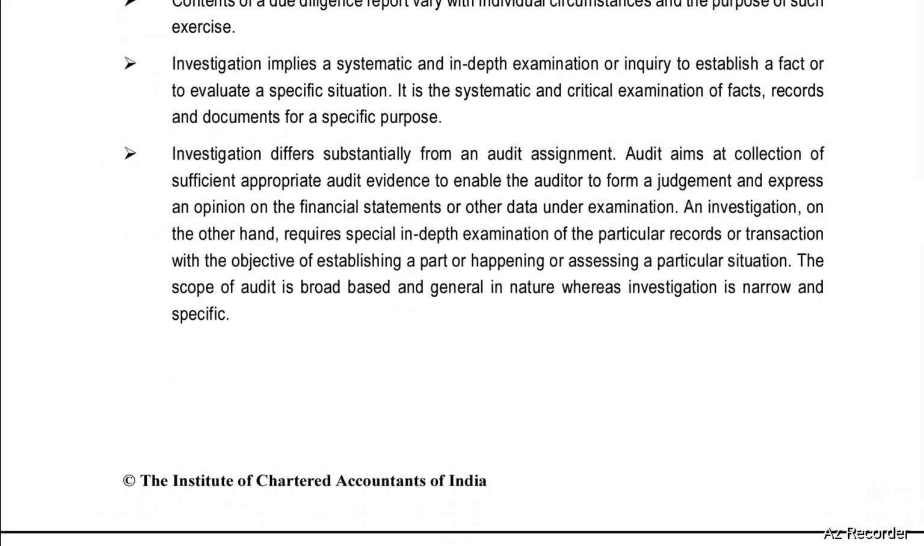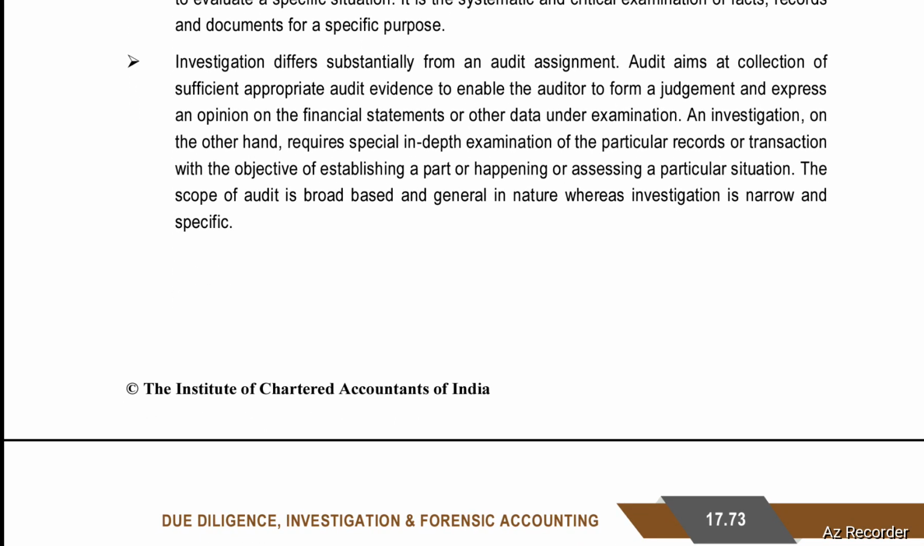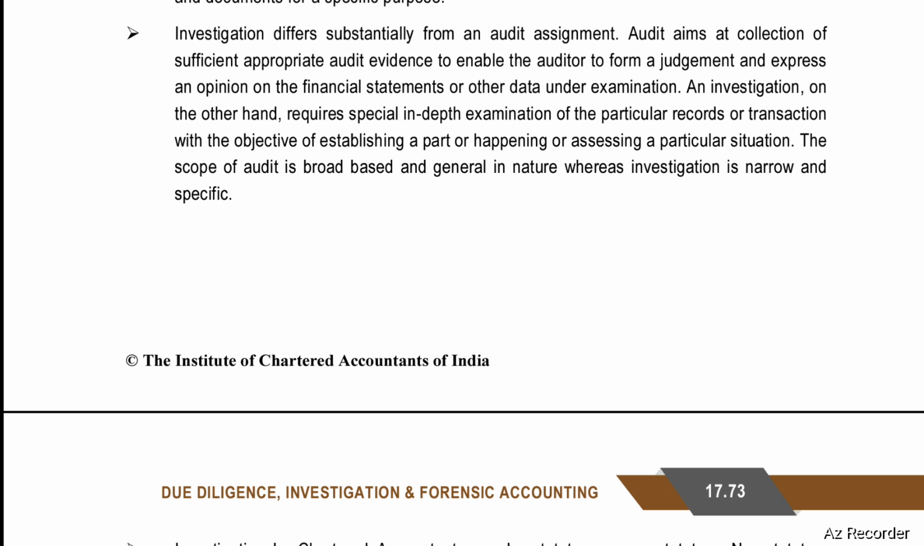Investigation implies a systematic and in-depth examination or inquiry to establish a fact or to evaluate a specific situation. It is the systematic and critical examination of facts, records, and documents for a specific purpose. Investigation differs substantially from an audit assignment.